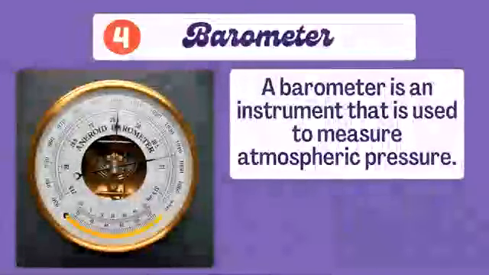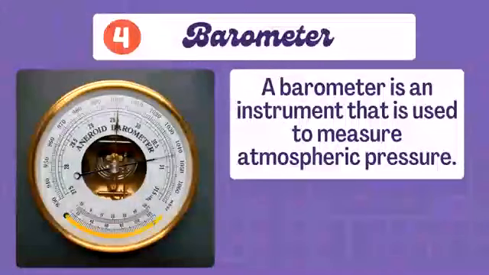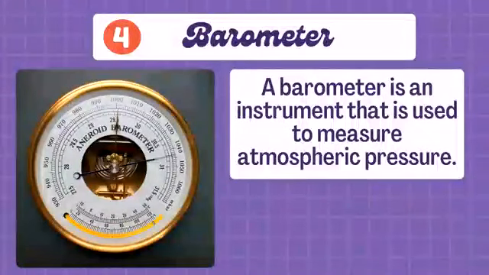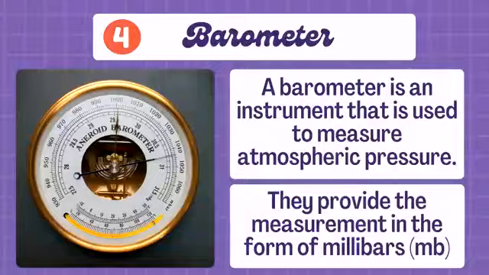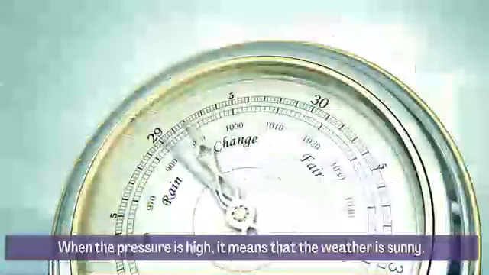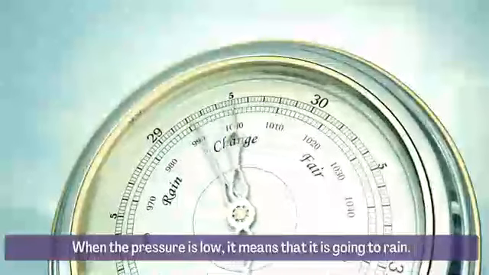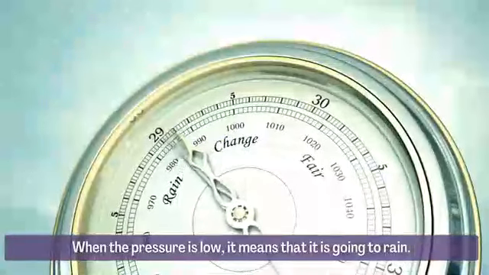Number 4. Barometer. A barometer is an instrument that is used to measure atmospheric pressure. They provide the measurement in the form of millibars. When the pressure is high, it means that the weather is sunny, and when the pressure is low, it means that it is going to rain.